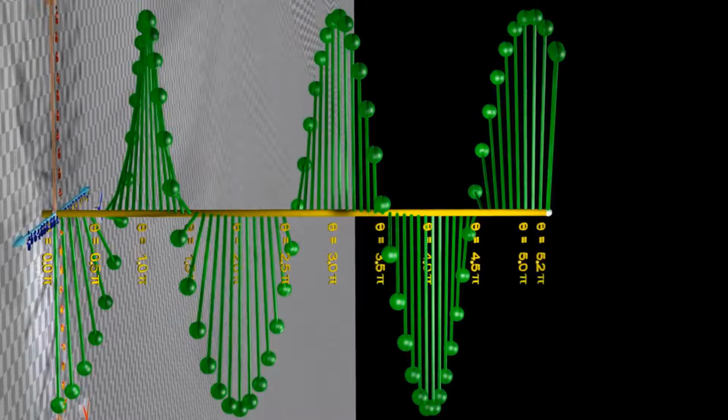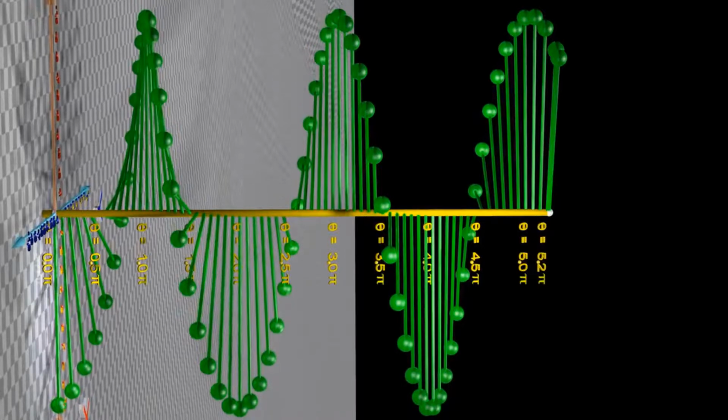Here we see a negative cosine wave. Each of these green balls represents a data point in our input data set. The green lines are just to help us see the magnitude. The horizontal gold axis is time. The vertical axis is red, or real. The blue axis has almost disappeared, so we're looking at a 2D plane.